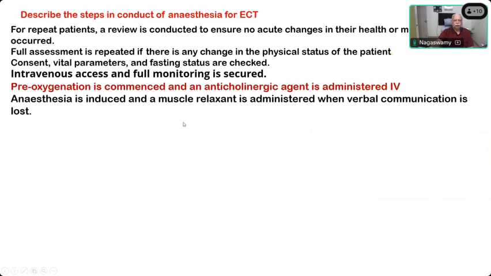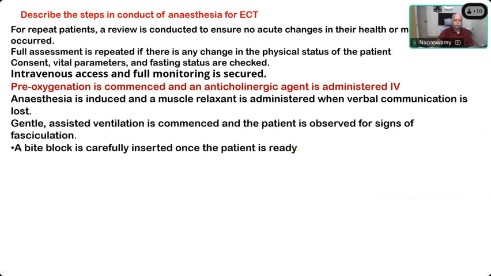Anesthesia is induced and muscle relaxant is administered when verbal communication is lost. And gentle assisted ventilation is commenced and the patient is observed for signs of fasciculation. That is, you give a small dose of the relaxant to relax the muscle but not completely paralyze. That is called a subparalytic dose. And you place a bite block.